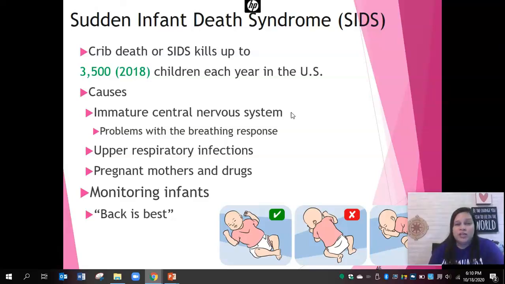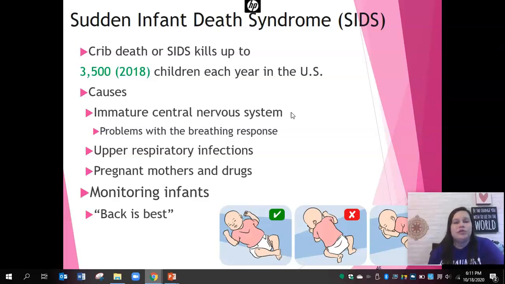It used to be called crib death, and kills up to 3,500 kids a year. The number has gradually been going down. For a long time, people really weren't sure what was happening or why SIDS happens, why they stop breathing. They think there's some kind of immaturity or malfunction in the central nervous system, primarily that their brain is not switching over to automatic breathing when they fall asleep.